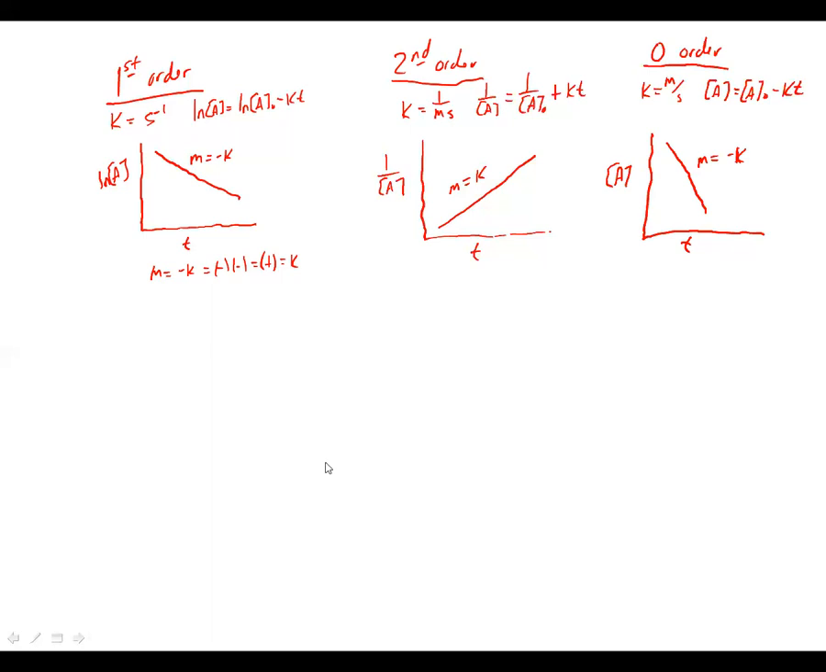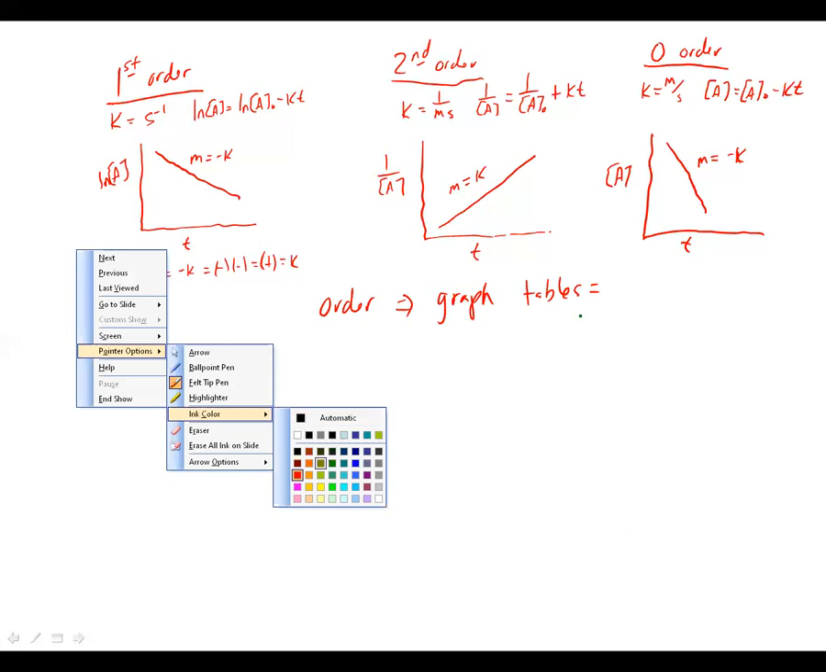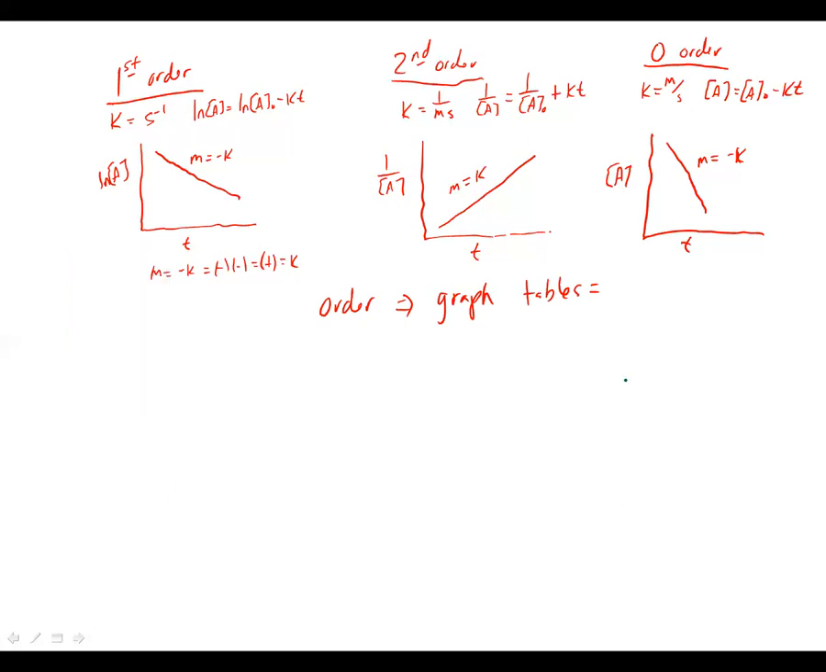So what you'll essentially have to do is, for each of those tables, make each of those graphs that we see up here. We'll call this graph number one, graph number two, graph number three. So for each of the tables that you have, you're going to have to make a graph of one, a graph of two, and a graph of three for each of the information there.